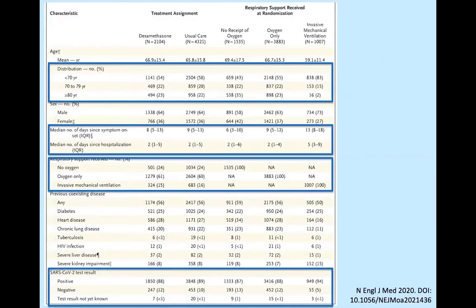Dexamethasone. So this is a UK study. This is the recovery trial, and this is it as published in the New England Journal of Medicine. And the patients in the study, 54%, half roughly under 70 years of age, the remainder over 70 and 80. 2/3 male, roughly. And of the groups, 15% on invasive mechanical ventilation, 61% on oxygen only, a quarter not on oxygen. And 88% had positive COVID tests, 12% negative COVID tests, which kind of resembles what we see, which is about 80% sensitivity of the swab test.